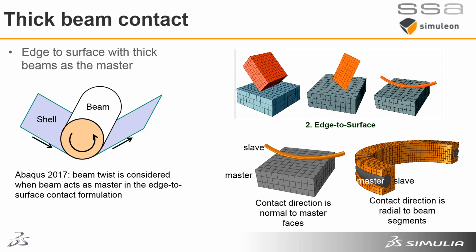Another contact enhancement: thick beam contact. We've always been able to do beam to surface contact, or certainly recently it's been available technology. 2017 allows us to use the thick beam as the master, and the interesting thing about this functionality is that if we twist the beam, if we impart a rotation to the beam, it can then transfer that rotation to shell elements or surfaces and transfer that motion, which is new functionality which is useful in a number of scenarios.